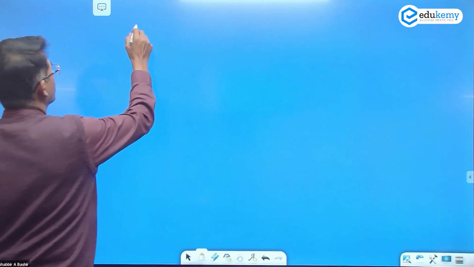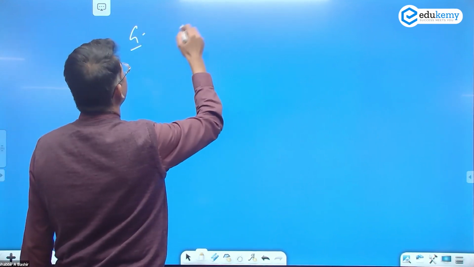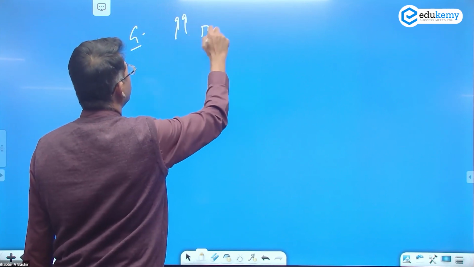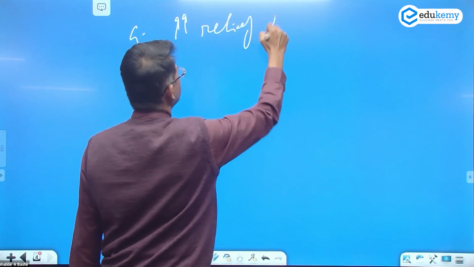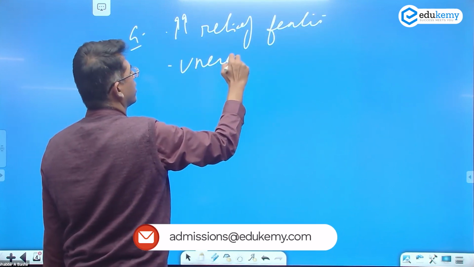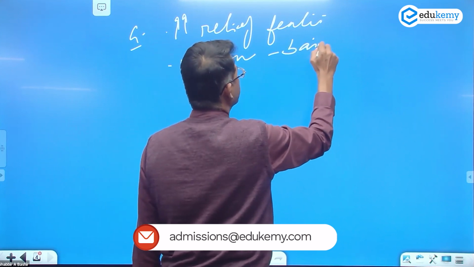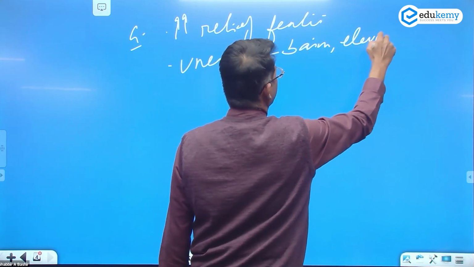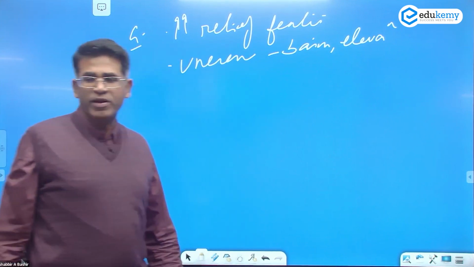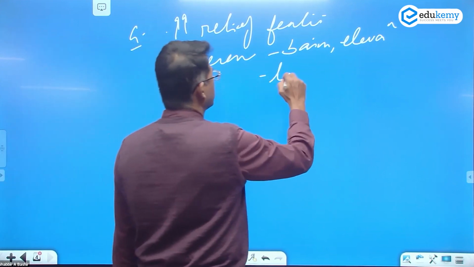Now, in terms of comparison, these areas have high relief features. These are uneven. There is a series of basins, a series of elevations. Okay, there are lakes in between.